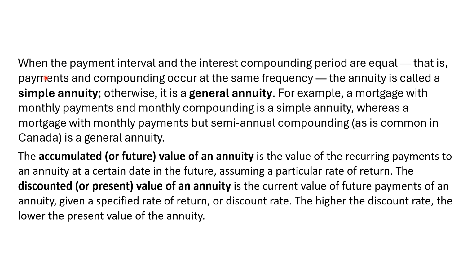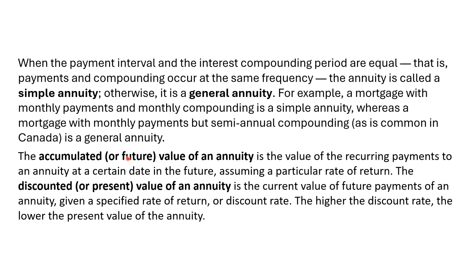So let's continue. When the payment interval and the interest compounding period are equal, that is, payment and compounding occur at the same frequency, the annuity is called a simple annuity, and we'll be talking about those next. Otherwise, it is a general annuity. For example, a mortgage with monthly payments and monthly compounding is a simple annuity, whereas a mortgage with monthly payments but semi-annual compounding, as is common in Canada, is a general annuity.